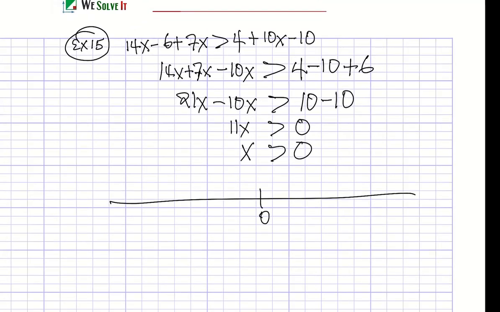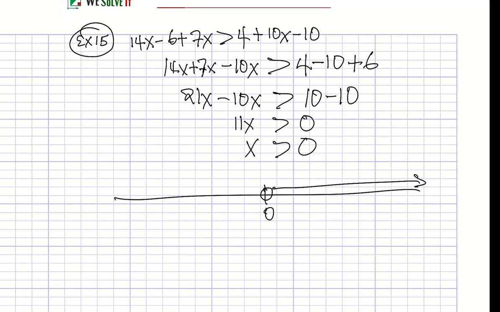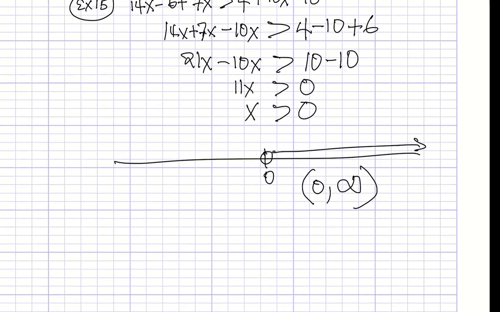If this is 0 here, x is greater than 0. 0 is not included. So you draw that, it goes that way to infinity. And then it becomes, if you put 0 here, 0 not included, to infinity. That's right there. So how you read that is it's an interval from 0 to infinity. Right? That's how you read that, man. So 0 is not included, so you leave the hole there. So we'll move on to the next one.